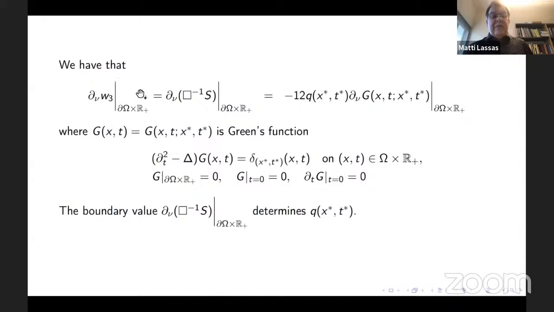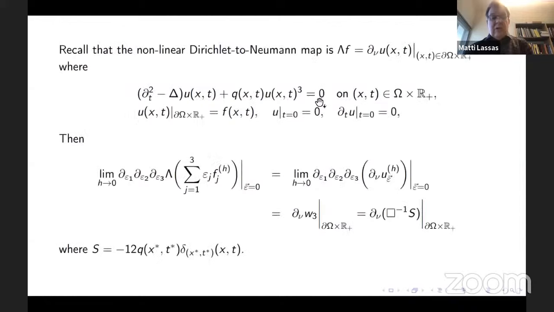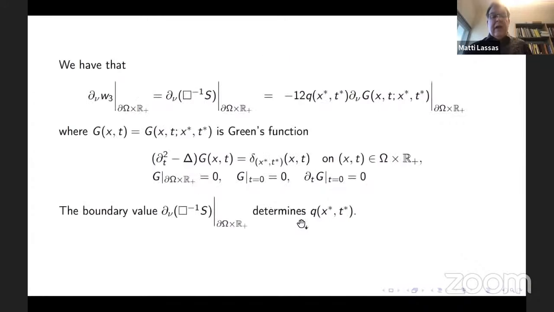When we record this, if we know this here, we can find out what this q at point x star, t star is. So I recall, we know what is the Dirichlet-Neumann map. So we can compute this formula by knowing the lambda map. This map gives us this normal derivative of W3, and the normal derivative of W3 is a constant times the function that we want to find times something known. So that's how we can reconstruct the unknown potential.